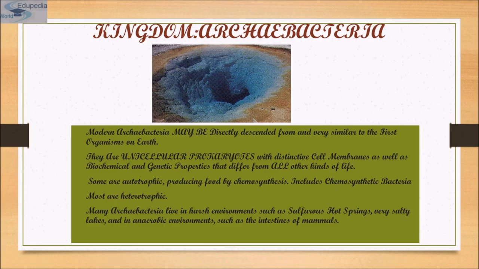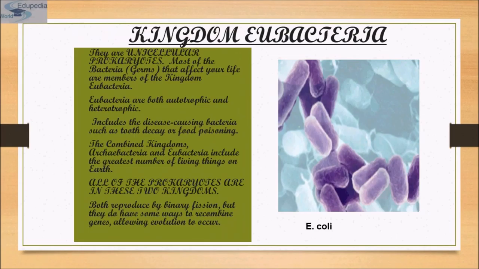Now the kingdom Eubacteria. There are thousands of different Eubacteria or the true bacteria. They are characterized by the presence of a rigid cell wall, and if motile, they have flagella. The cyanobacteria are also referred to as blue-green algae. They have chlorophyll, are similar to green plants and are photosynthetic autotrophs.